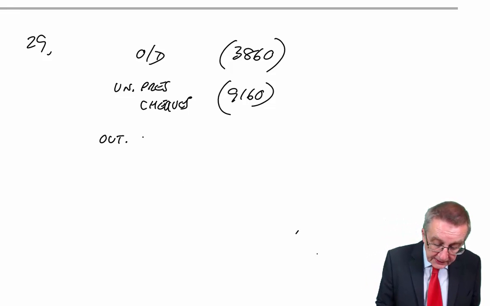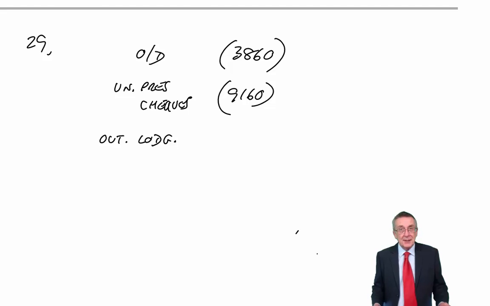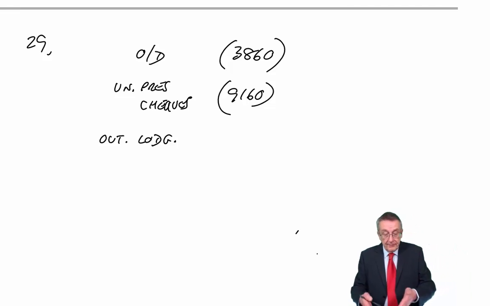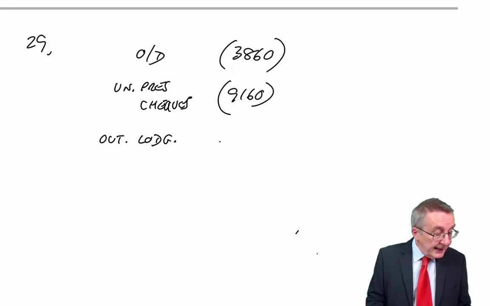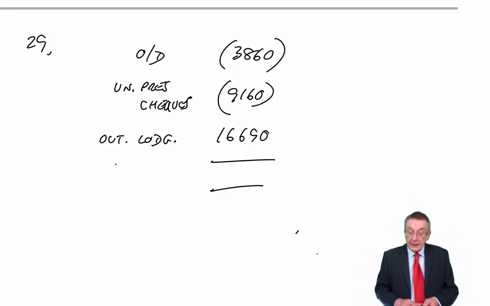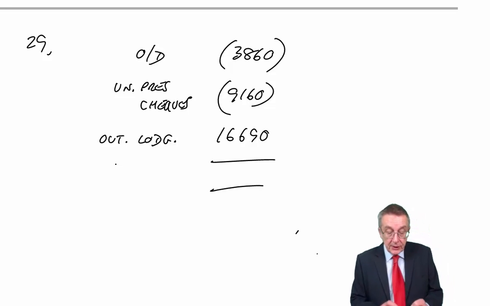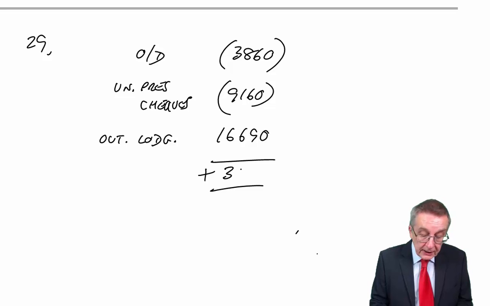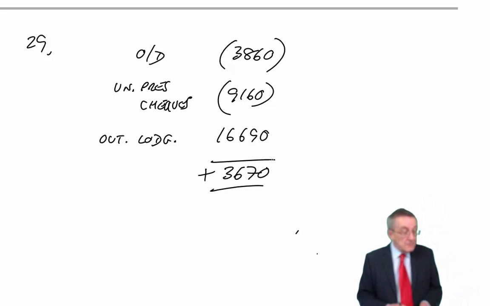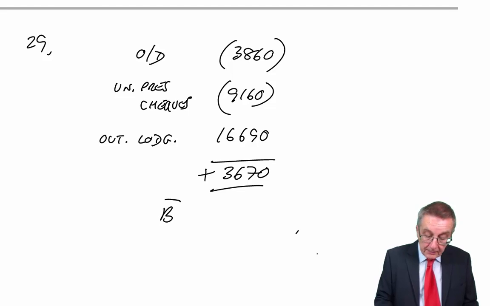Finally, outstanding lodgements. Well, again, this is money we've paid into the bank but hasn't yet appeared. When the money does appear in the bank statement, it will increase our balance or reduce our overdraft. So it adds on 16,690. And so what should the correct balance be? It was minus 3,860, minus 9,160 for the cheques to go through, add 16,690 for the money to appear. I end up with plus 3,670. And so the correct balance, 3,670, but a positive balance, a balance out to the bank, which is B.